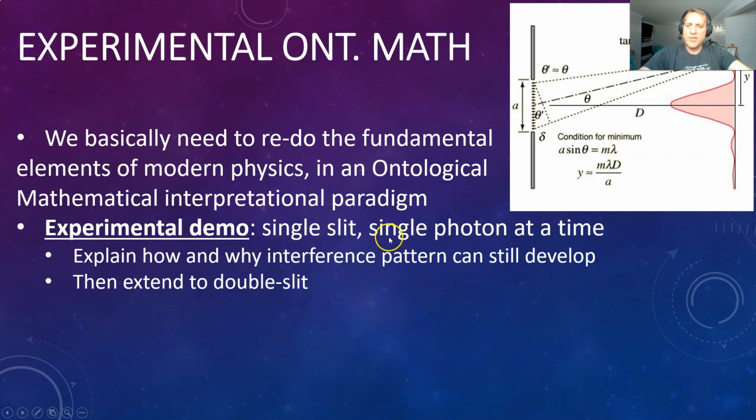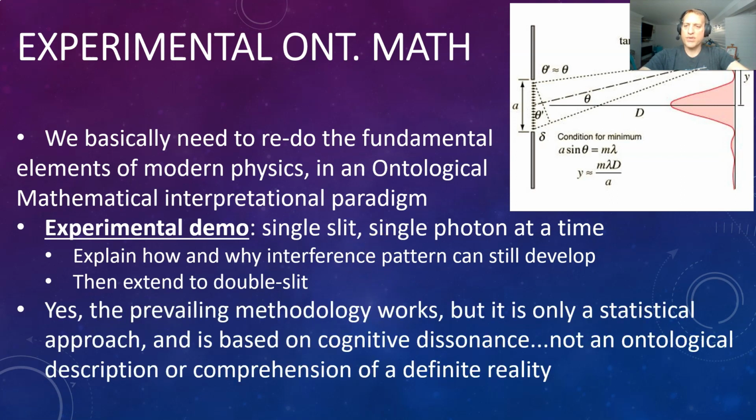So experimental demo, single slit, single photon at a time. Explain how and why the interference pattern can still develop. And then you extend that to the double slit. That would be the proper rational way to do it, to have a consistent explanation for both, right?